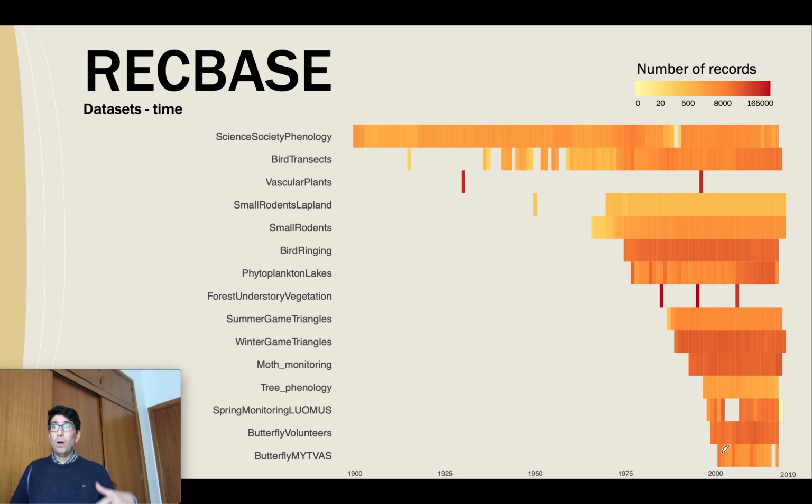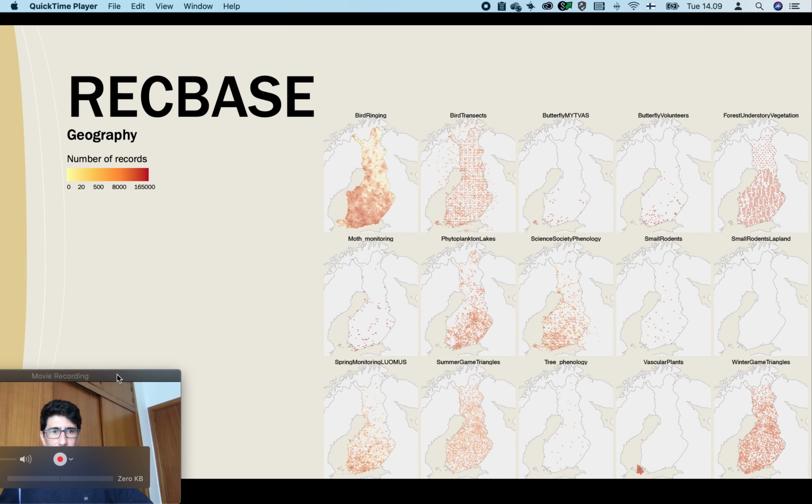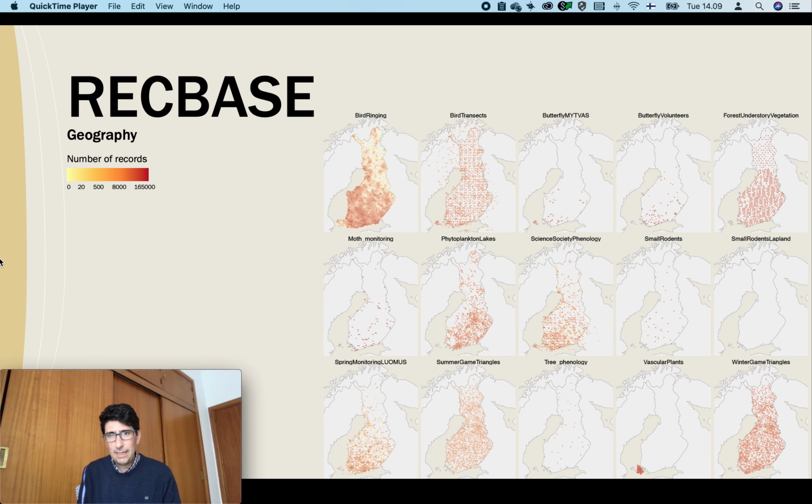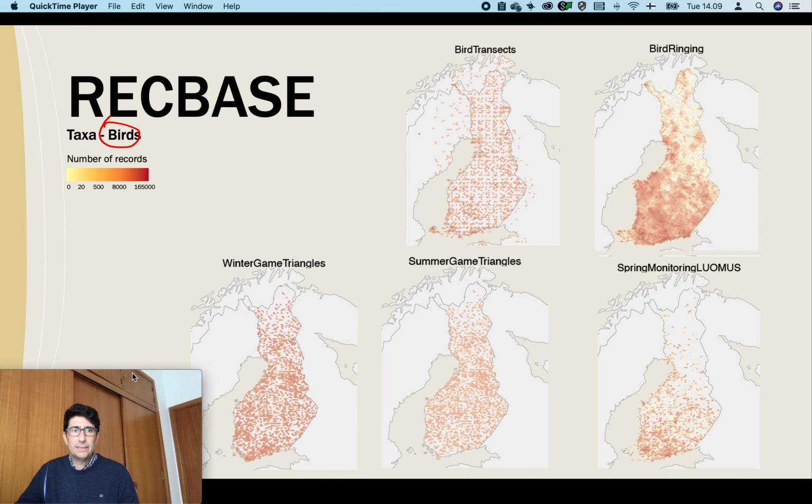one important aspect, one of the most important aspects, is the location. So let's have a look at the spatial coverage. These are all the maps. And I just wanted to have a look in general, because I will go through not each one, but some of them. For example, if we separate them in taxa, as I did before, let's have a look at birds.